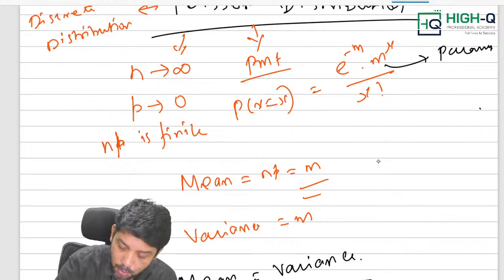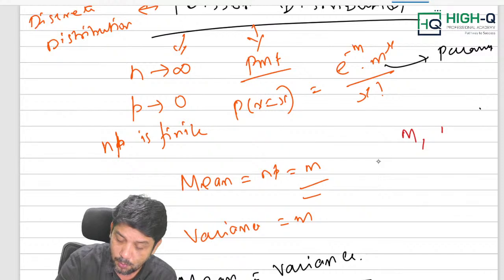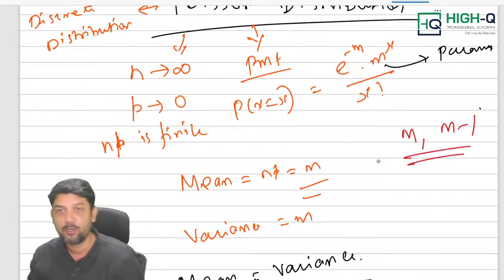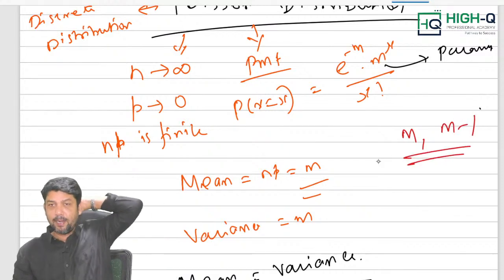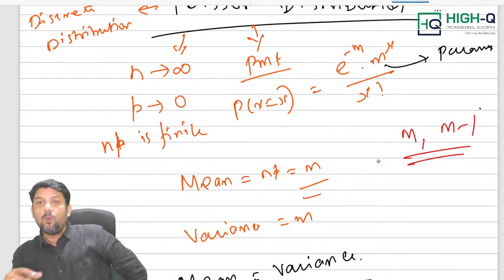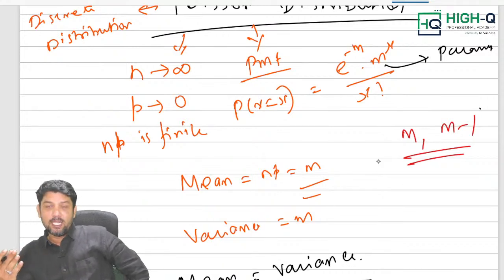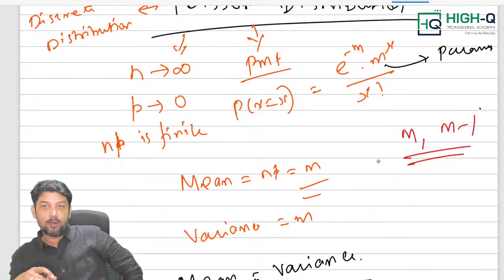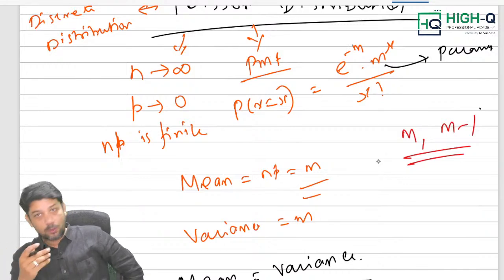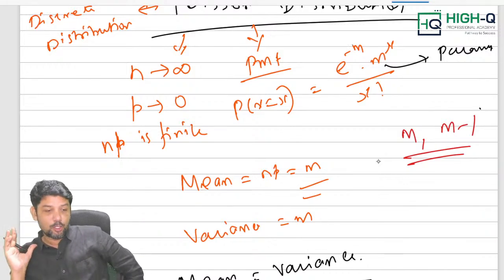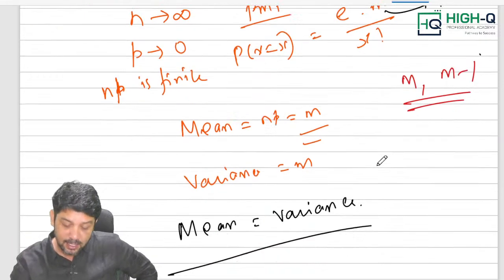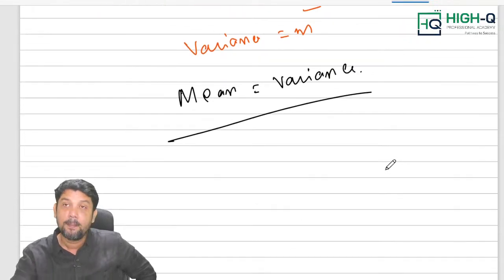Like mode, there can be 2 modes: m and m minus 1, both are modes only. It can be unimodal or bimodal. When m is an integer, it is bimodal. When m is not an integer, then it is unimodal, and the highest integral value is to be taken. Yes, please understand this.